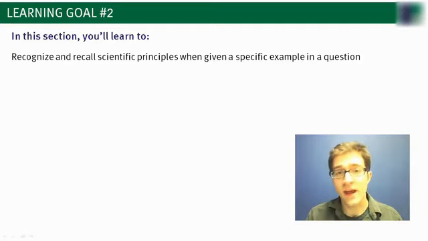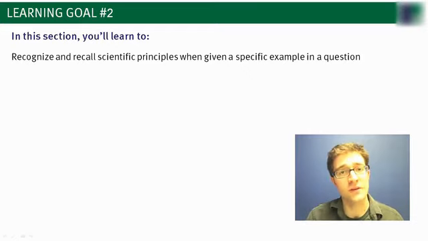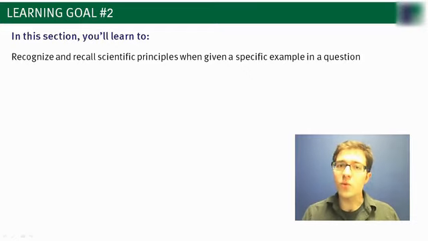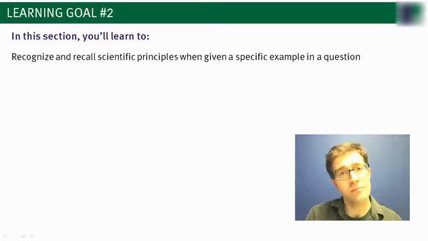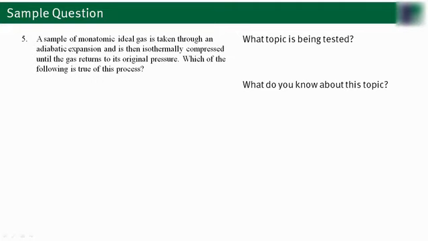So now we've seen and answered 4 questions that directly call out a science topic, and we've seen how we can recognize and recall those science topics in order to answer them. Now that we've done that, let's take it one level deeper and see what happens when we have an example in a question stem rather than the name of the topic itself. Here is question number 5.